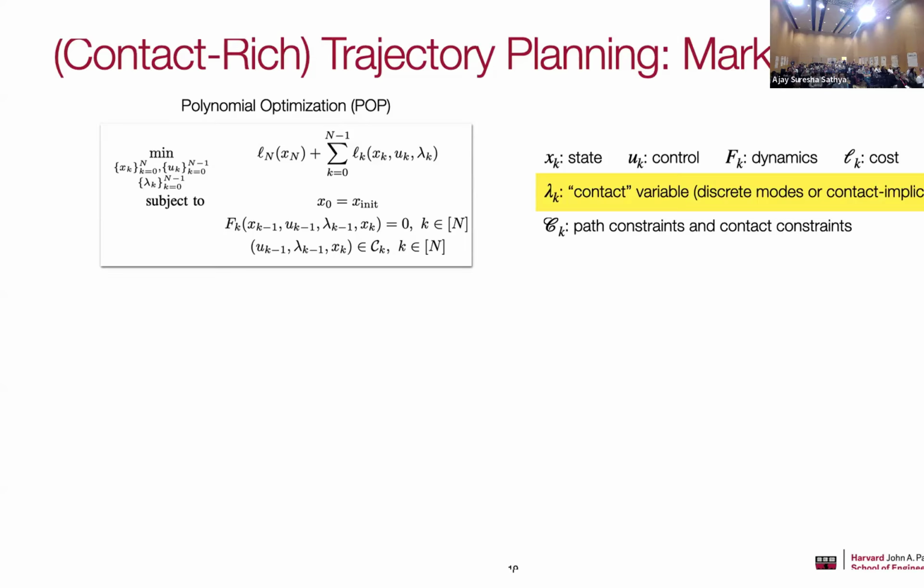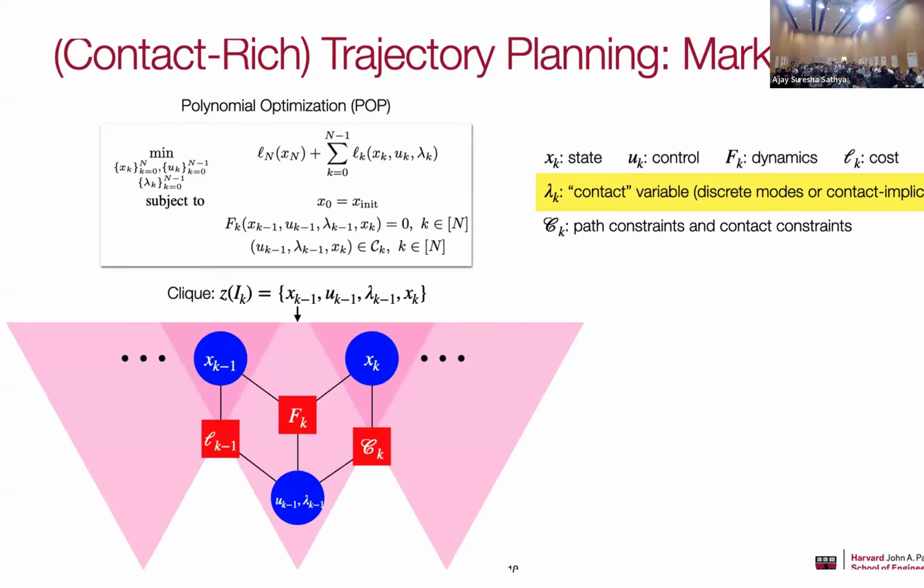These can really be instantiated in 2 ways. One is to have discrete modes, or you can have a contact-implicit formulation. This will give you orthogonality constraints. And the ck here are some path constraints. We're going to assume that this is a polynomial optimization problem.